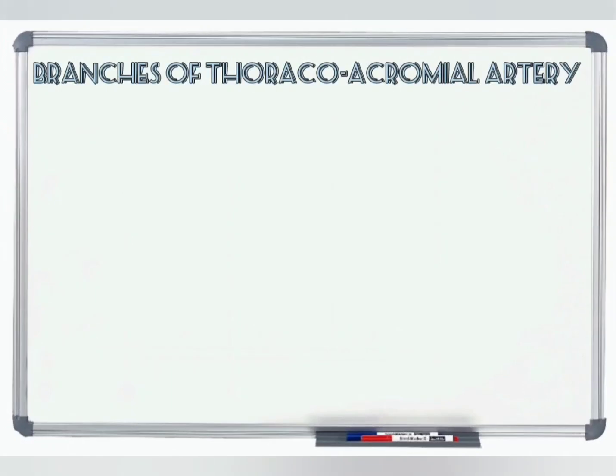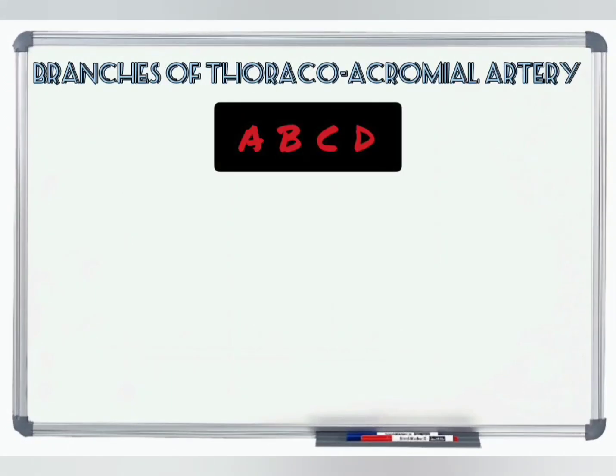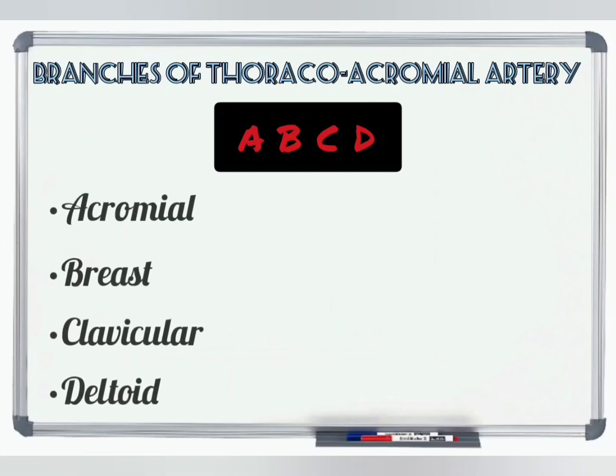Branches of thoracoacromial artery, mnemonic ABCD: acromial, breast, clavicular, as well as the deltoid.